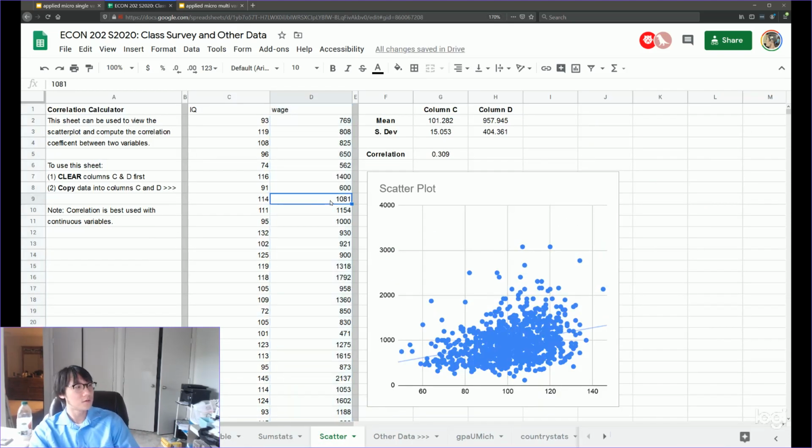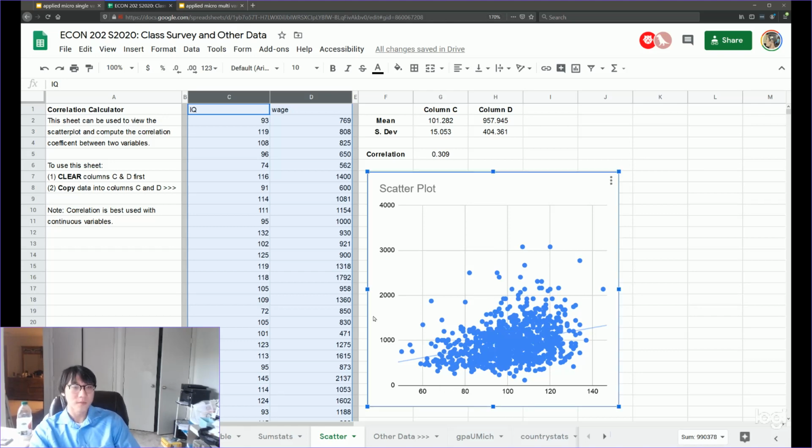First of all, have a look at the scatter plot. You put that data in, and this scatter plot is going to be updated. It's going to draw whatever variable you put in column C along the x-axis and whatever variable you put in column D along the vertical axis. You can see that people's IQs in this data set range from 60 to 140, and their wages, which are monthly wages, range from close to zero all the way up to more than $3,000 a month.